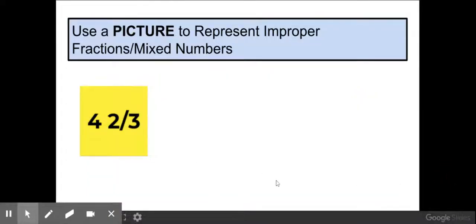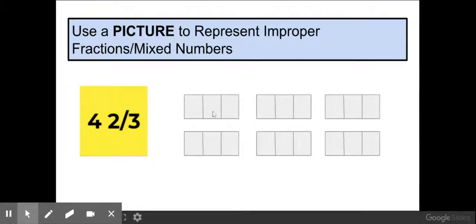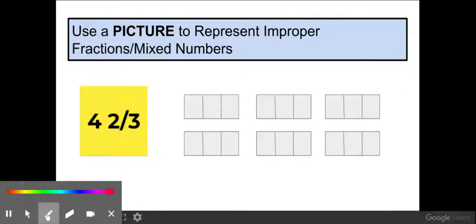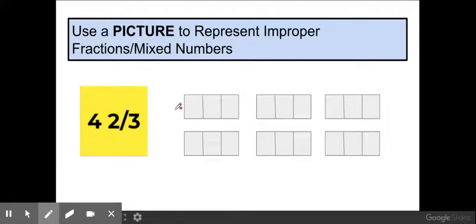Going back to using a picture to represent improper fractions and mixed numbers, I'm going to use a rectangle separated into 3 parts because my denominator is 3. And I'm going to fill in 4 holes. So I'm going to color in 1, 2, 3, 4. I cannot color in a 5th hole because I don't have 5 whole parts. I have 4 and I've got 2/3, so I can go 1, 2. This now represents 4 wholes and 2/3.